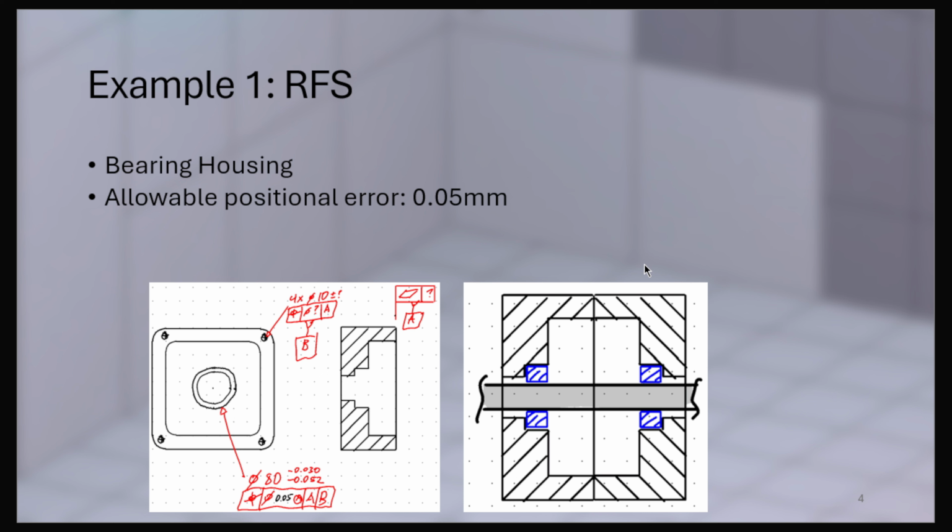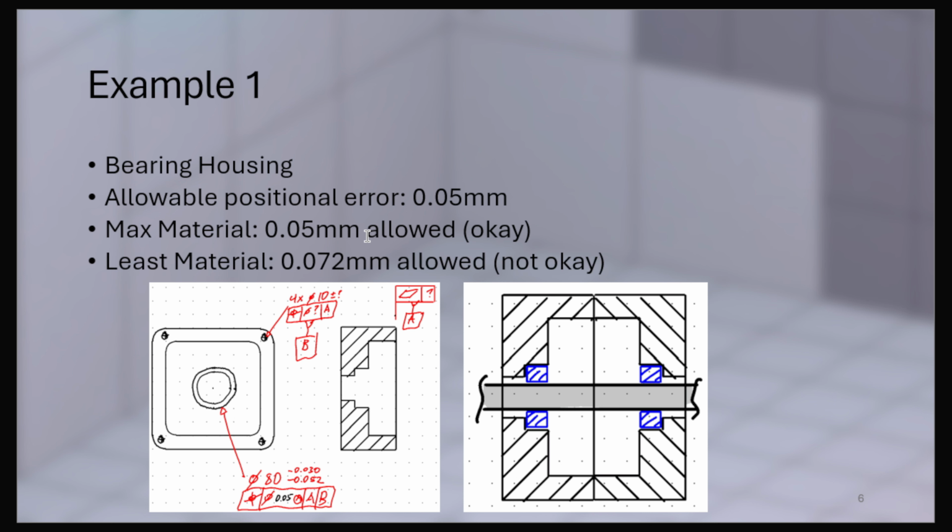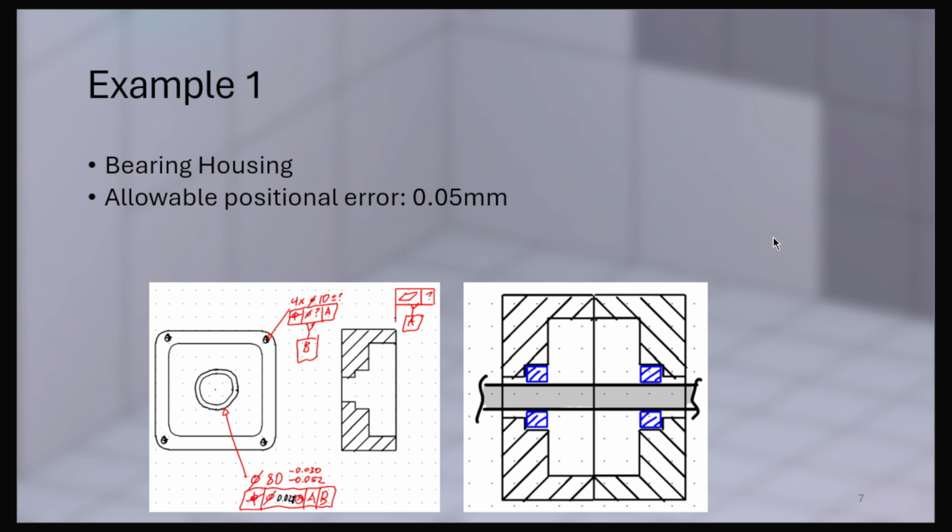So let's explore what this would look like with an MMC material modifier. Let's say we do 50 microns at maximum material condition. That means that when this comes in at the maximum material condition, a part would get rejected above 50 microns of positional error, so this part should come in okay. However, if it comes in at its least material size, we would accept up to a positional error of 72 microns, which would reduce the service life if our math is to be believed. So that's no good.